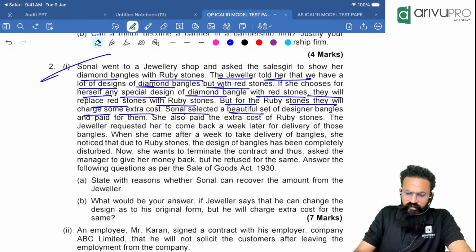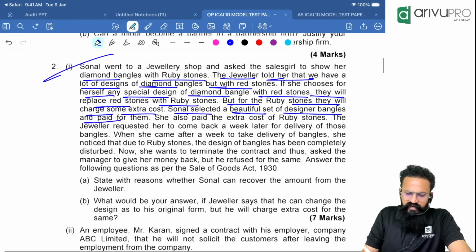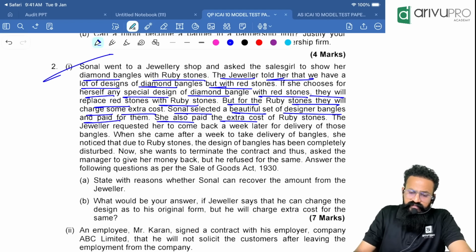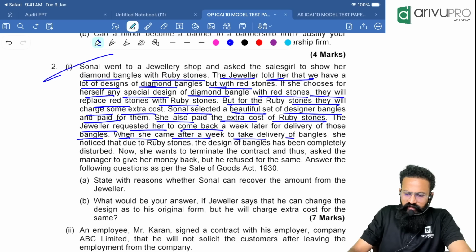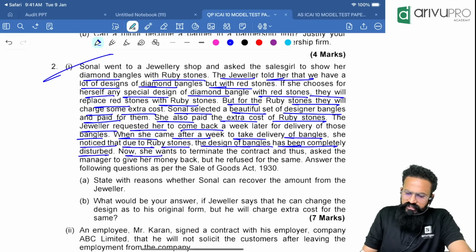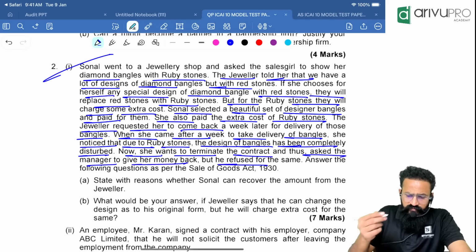Sonal selected a beautiful set of designer bangles and paid for them. She also paid the extra cost of ruby stones. The jeweler requested her to come back a week later for delivery of those bangles. When she came back after a week to take delivery of the bangles, she noticed that due to ruby stones, the design of the bangles has been completely disturbed. Now she wants to terminate the contract and thus asks the manager to give her money back. But he refused.